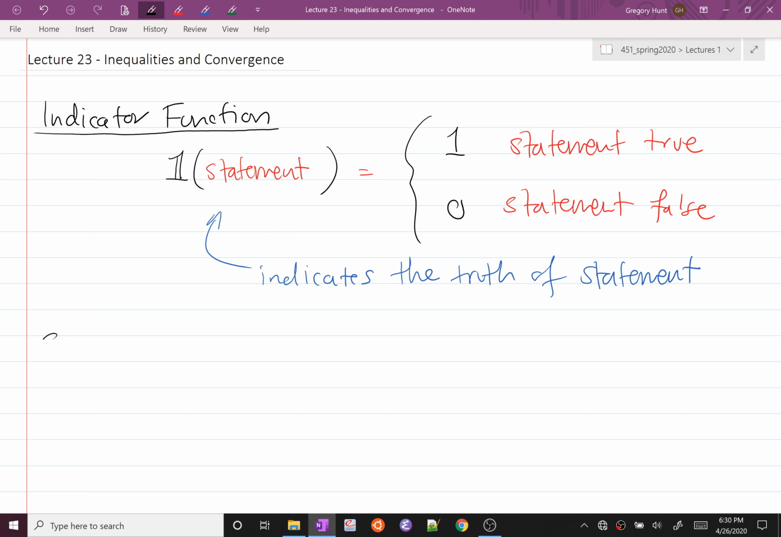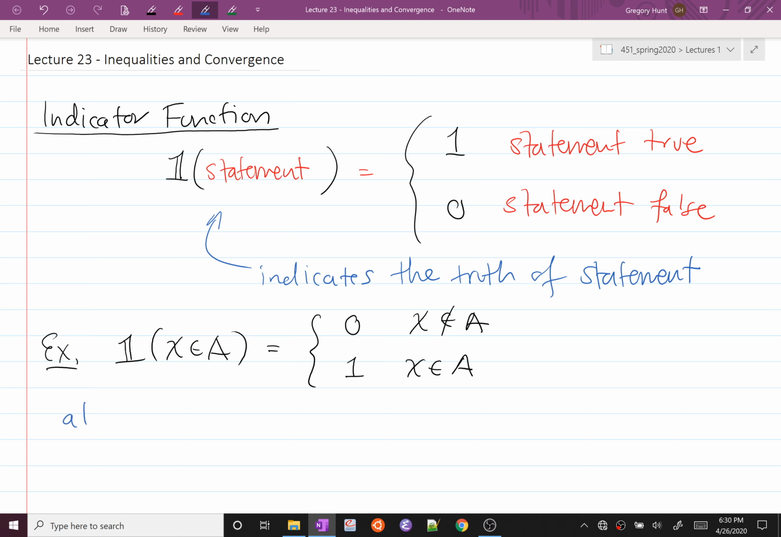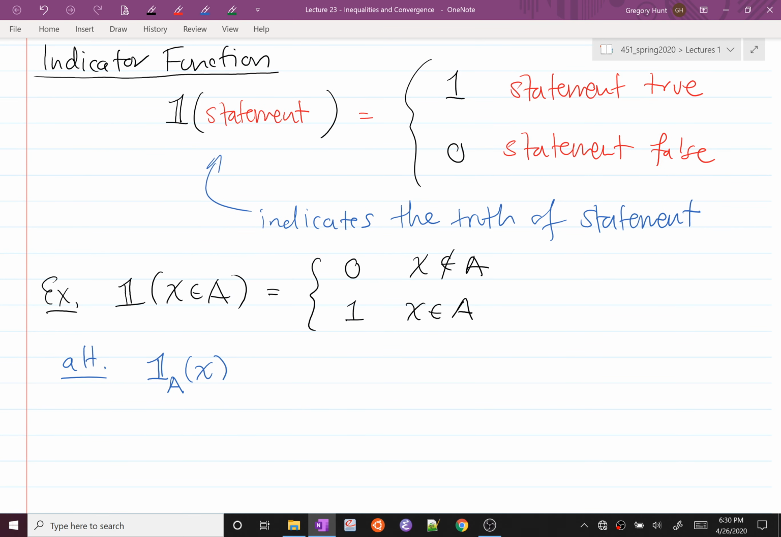So for example, we could write the indicator that x is in some set A, and this will just give us 0 if x is not in A, and 1 if x is in A. Sometimes, an alternative notation, people write 1 sub A of x. And indicator functions are very useful for writing the PMFs or PDFs of a probability distribution.